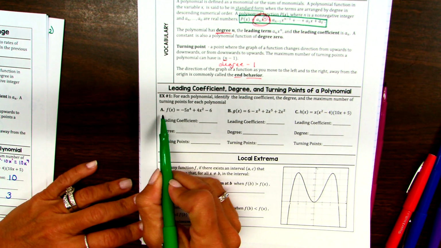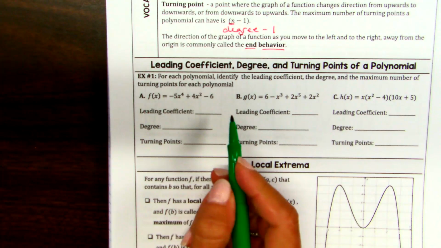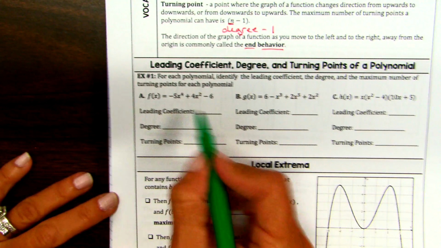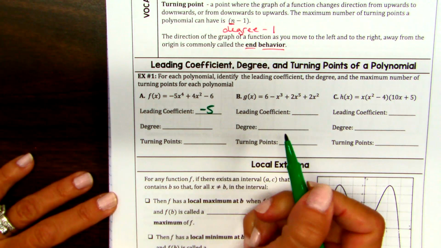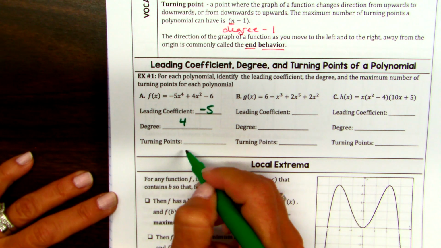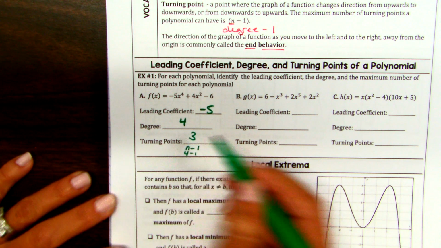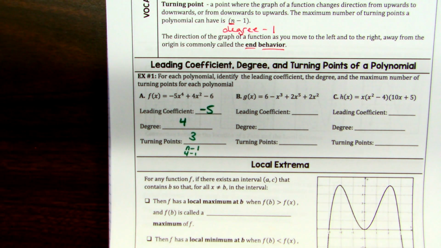So looking at this f of x polynomial here, the leading coefficient is the number in front of the first term. So that would be -5. This would be a degree 4, and your turning point is always n minus 1, which is 4 minus 1. So this graph would have 3 places that it changes direction, okay? So you just subtract 1 from your degree.